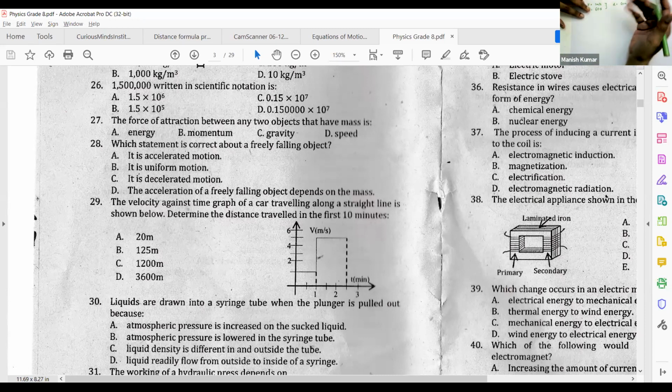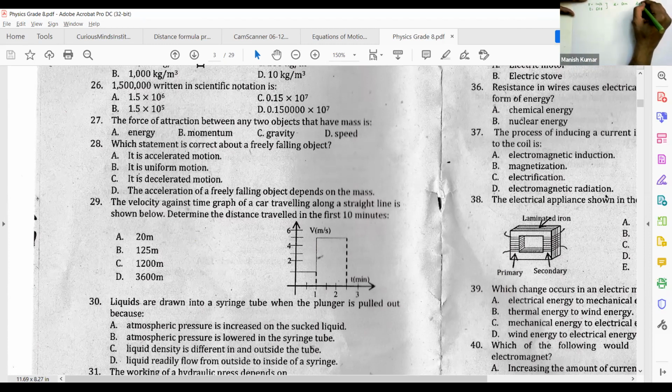You can directly think like this: a velocity of 1 meter per second means that every second you are covering 1 meter. So I have 60 seconds. In 60 seconds, how many meters will I cover? 60 meters. Okay. All right.